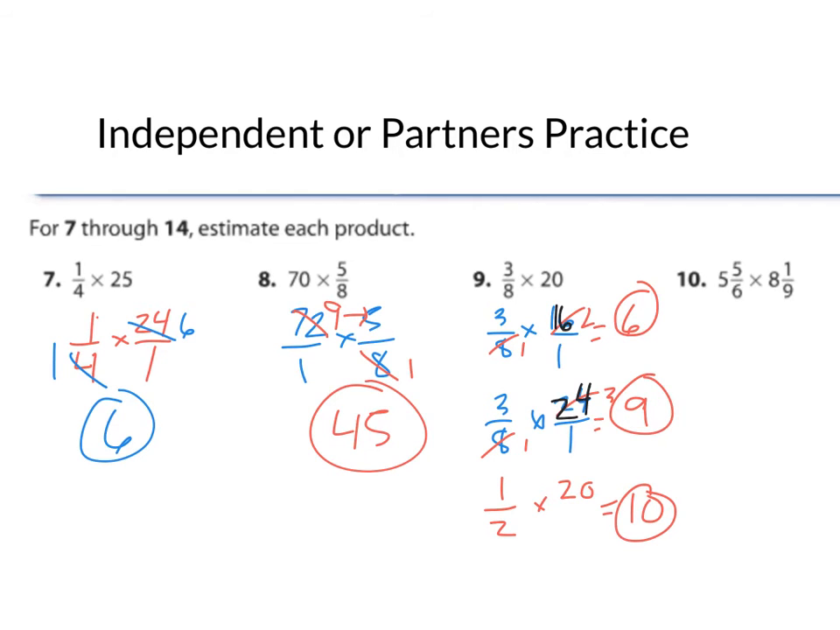Number 10 coming in 3, 2, 1. 5 and 5/6, I'm going to estimate that to 6 times 8 and 1/9. That's closer to 8. My answer will be 48.